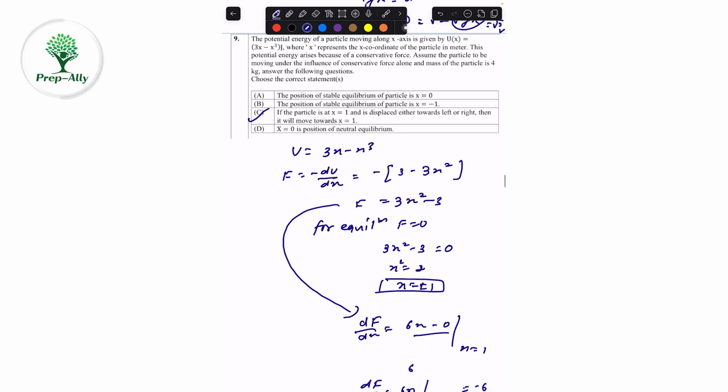Now about the fourth point, it is the point of neutral equilibrium. At neutral equilibrium there should be no force on the particle. If you see x is equal to 0, if I put it in, I'll get the force to be equal to minus 3. That means it is not the point of neutral equilibrium. So C will be the answer, and this is how you can solve these types of questions.